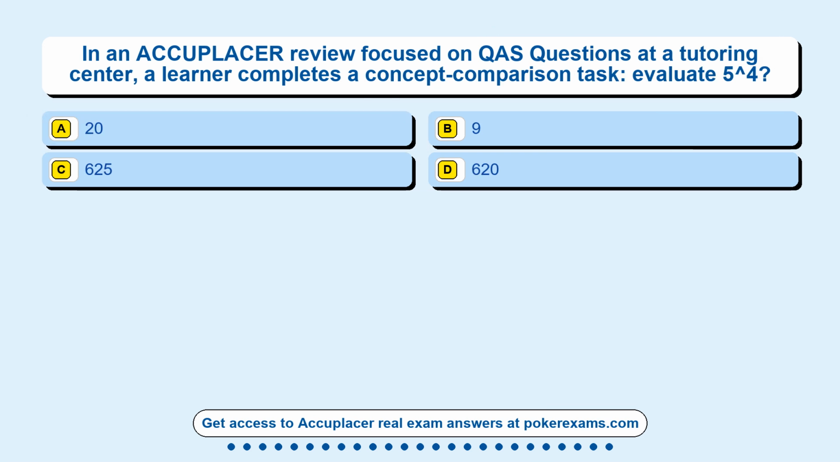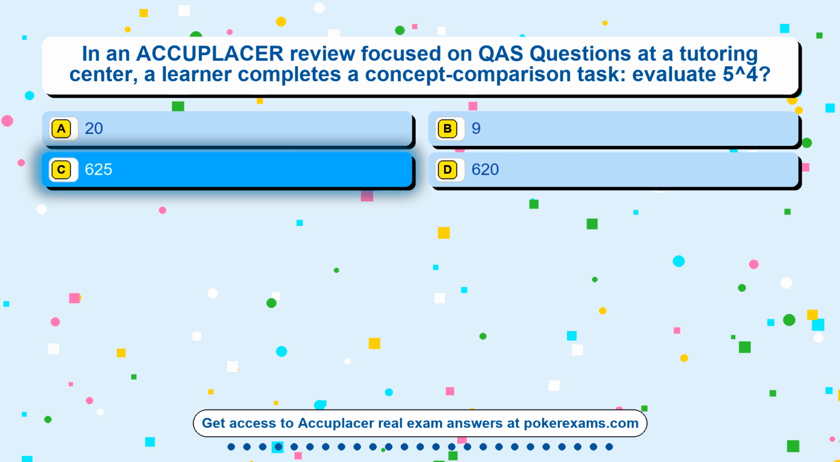Question 3. In an ACCUPLACER review focused on QAS questions at a tutoring center, a learner completes a concept-comparison task. Evaluate 5 to the power of 4. Option A, 20. Option B, 9. Option C, 625. Option D, 620. The correct answer is option C, 625.